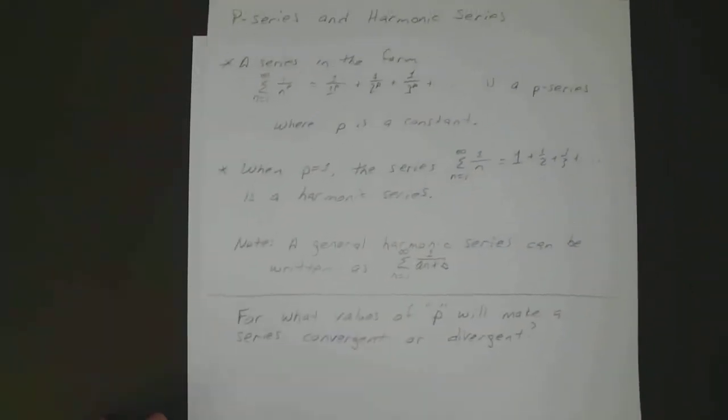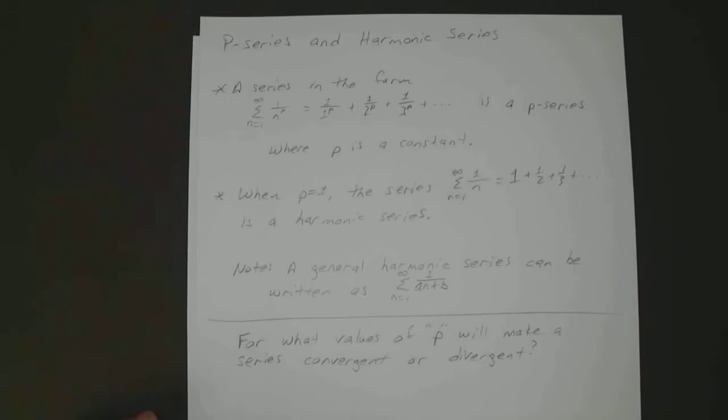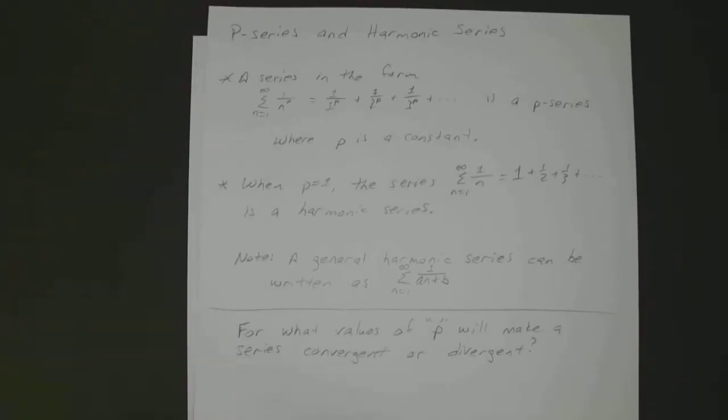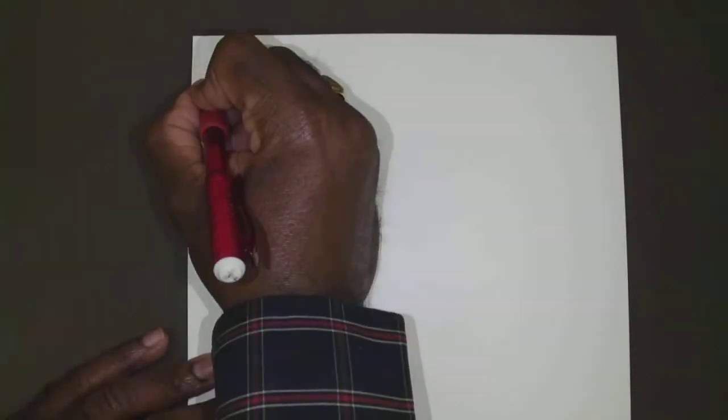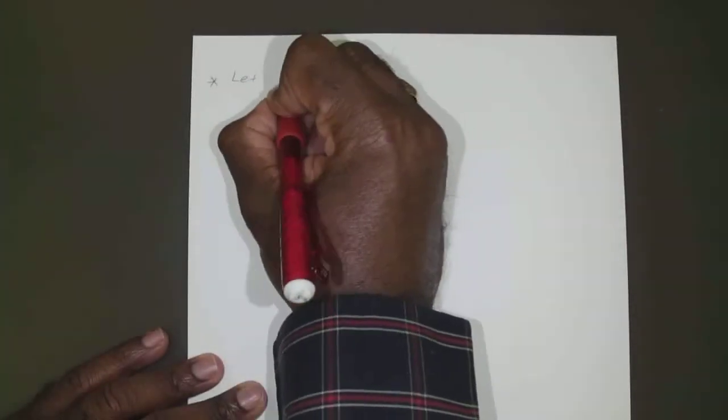Oh, we're still writing. It was just saying for what values of p will the p series be convergent or divergent? Both. Yep, convergent or divergent. So we're going to find out which values of p would make it convergent. Okay, so let's say if we want to start, we'll let p be less than 0, or basically a negative number.